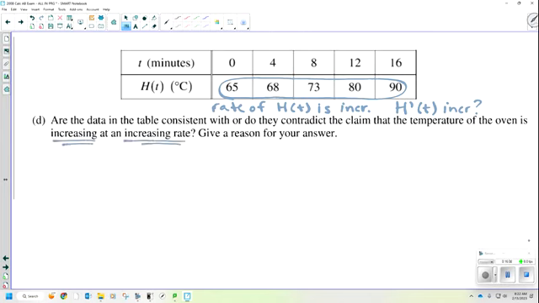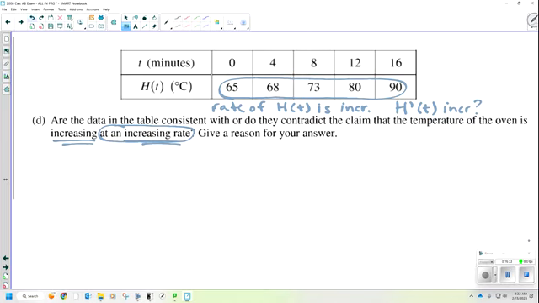If they didn't have this here, if they just said, is the temperature of the oven increasing, I could just look at my table and say, sure. It goes from 65 to 68 to 73. It just goes up. But the moment they say increasing at an increasing rate, that means you need to take a look at the rate of H. Is it increasing, or H prime being increasing?